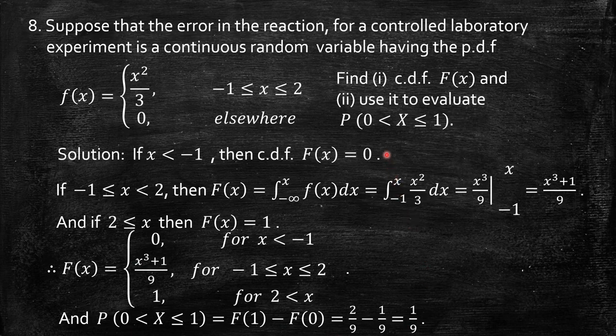If at all you use the PDF also, you will get the same, since it is integrating x square by 3 in the interval 0 to 1. Integral of x square is x cube by 3, so x cube by 3 into 3 is x cube by 9. Upper limit 1 minus lower limit 0, so it gives 1 by 9. By PDF also we will get the same answer.